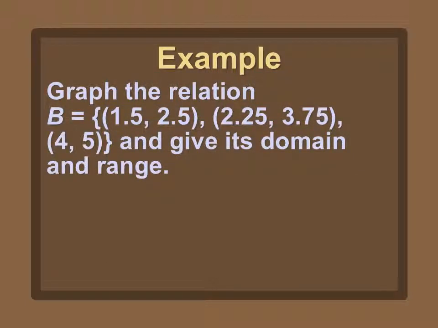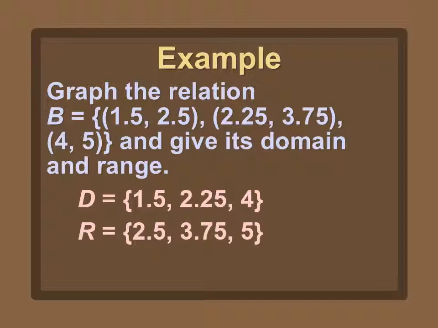All right, another example. Graph the relation B equals 1.5, 2.5, 2.25, 3.75, and then 4, 5. And give its domain and range. So I'm going to let you go ahead and think about what the domain is. Pause the video for a second. Write down what you think the domain is, and then unpause the video. Okay, so for domain, you should have gotten 1.5, 2.25, and 4. You also should have written D equals, and you also should have used set brackets in order to write it correctly.